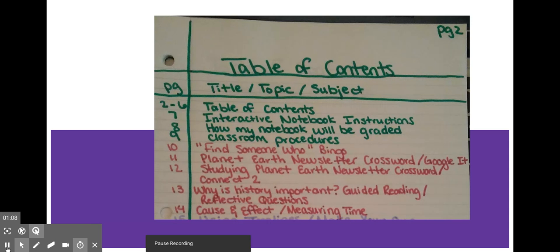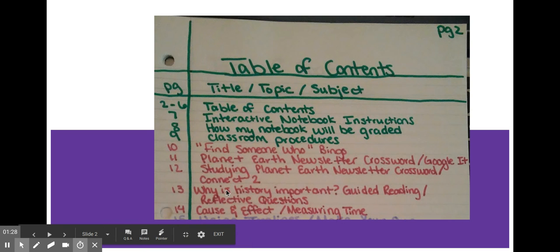So in the table of contents on page 2, we're going to go down to our next available line and write in our table of contents page 13 and the title of page 13, which is Why is History Important? Guided reading / reflective questions. And then we're going to go ahead and do page 14 as well. And its title or topic being Cause and Effect / Measuring Time.